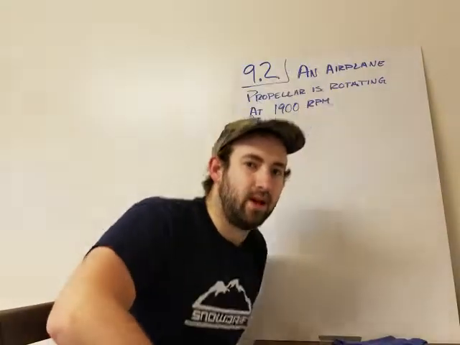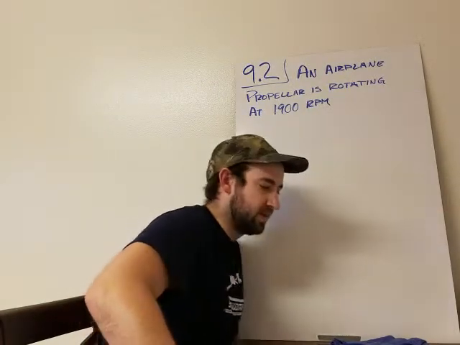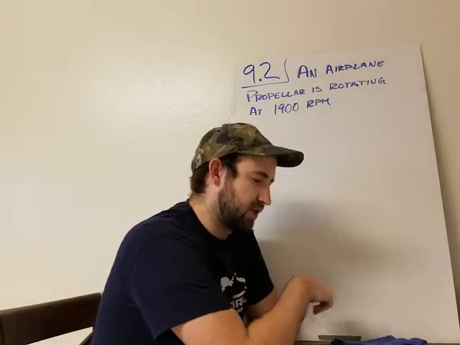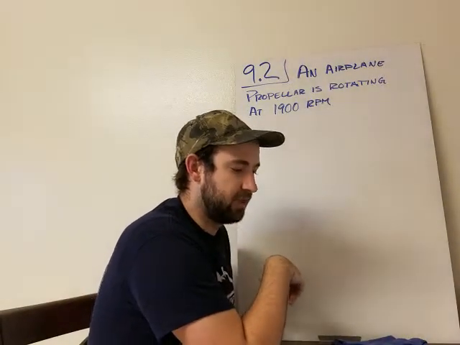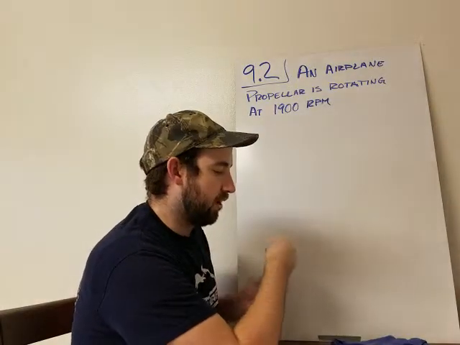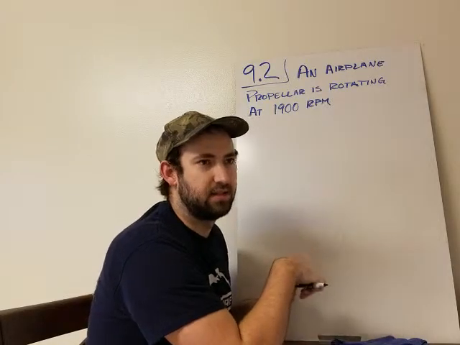Hi everyone. I'm going to go over question number 9.2 from the bingo problems. This problem says that an airplane propeller is rotating at 1900 RPM, or rotations or revolutions per minute. Part A wants to know the angular velocity in radians per second.